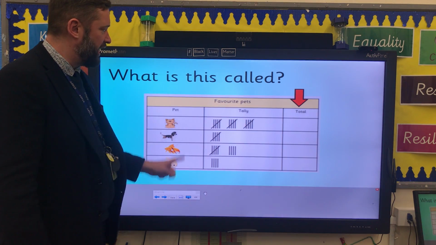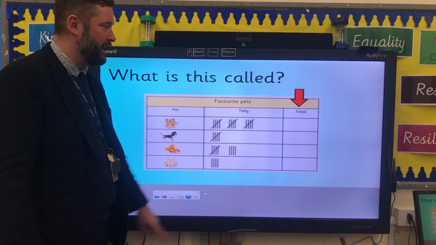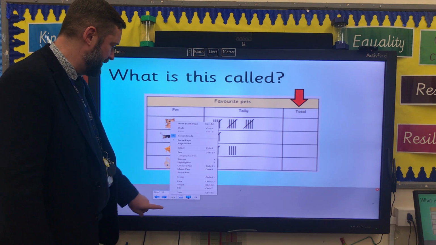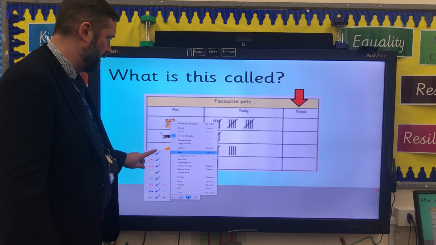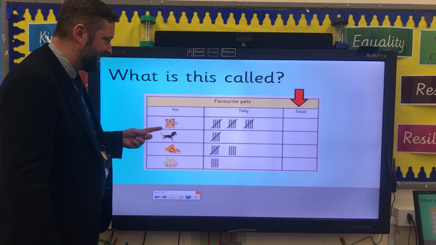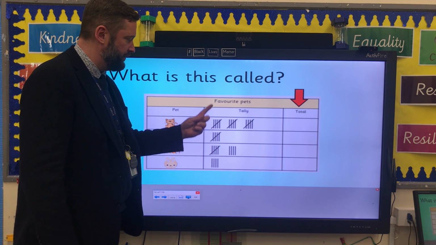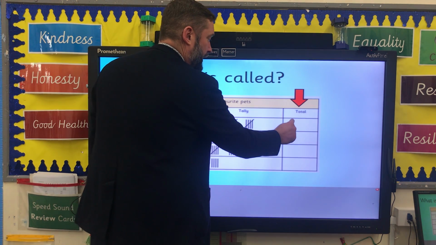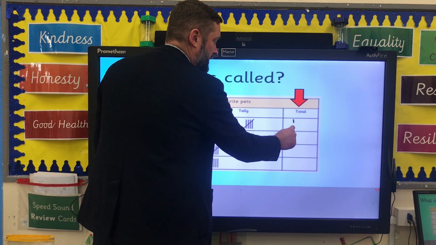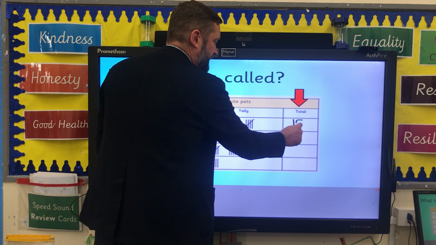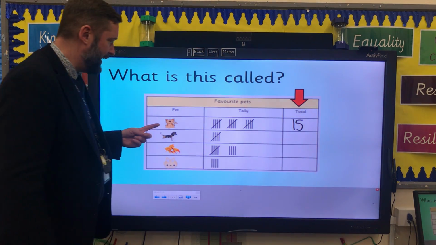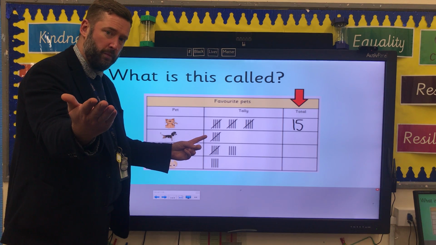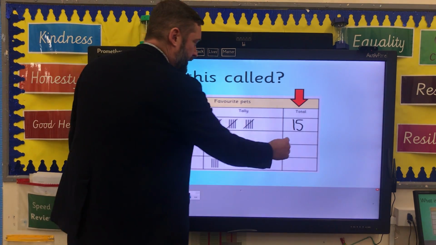Now this tally chart is about favourite pets, but someone's forgotten to write the totals in. Can you count the tallies with me? Are you ready? How many cats? 5, 10, 15. That's right, 15 cats. Now how many dogs were there? Shout out for me. There were 5.